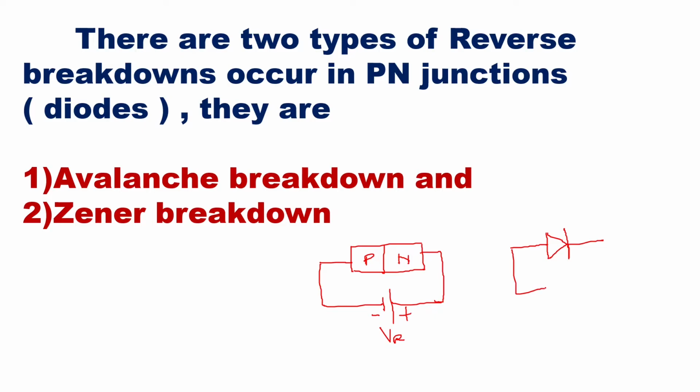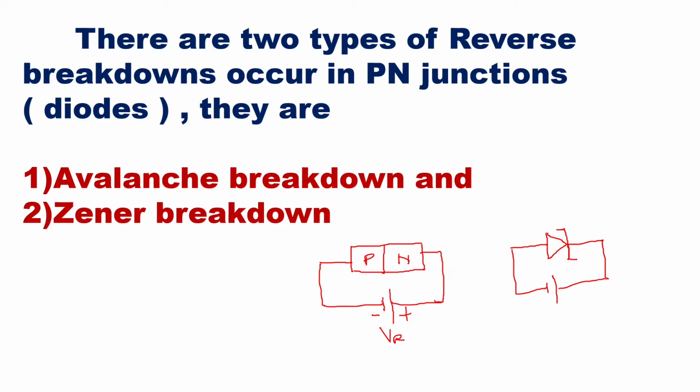You can have a negative terminal of the battery and positive terminal of the battery, and you can have it like this. So this diode can be your PN junction diode, or it can be a Zener diode. If it is a Zener diode, then you can show a symbol like this. Okay, so here with respect to PN junction, we will speak.